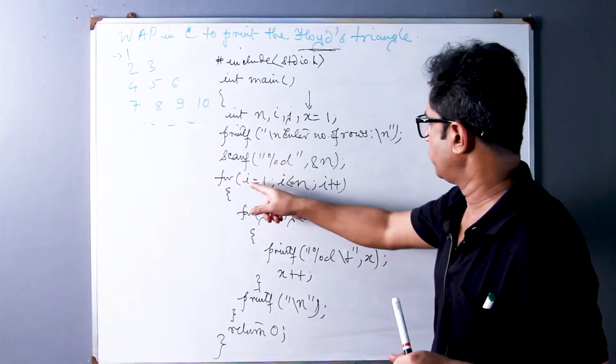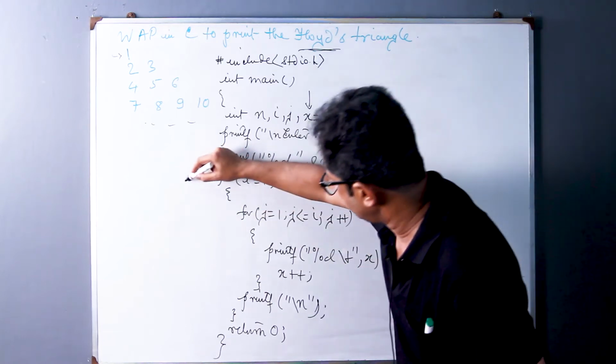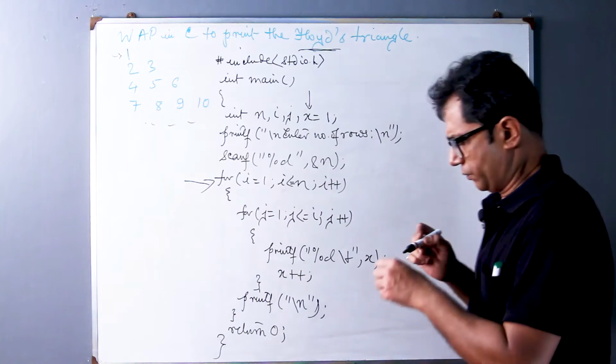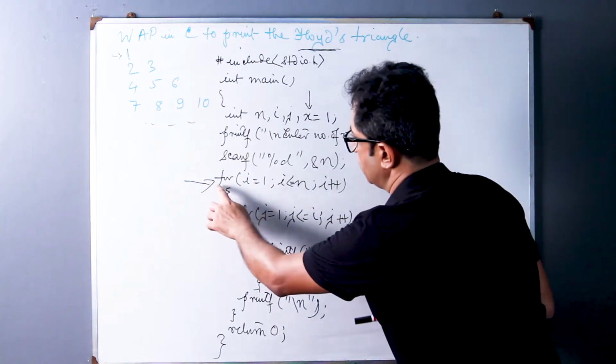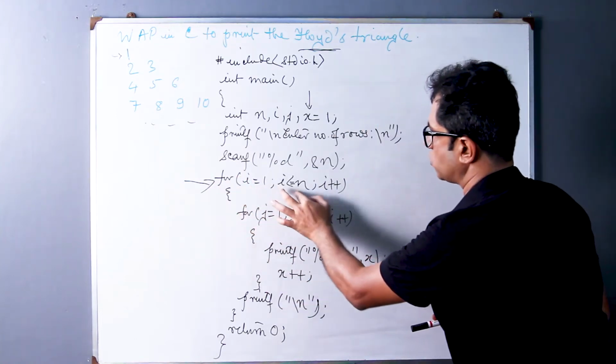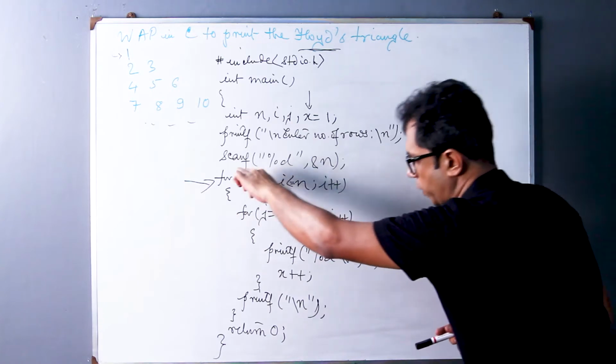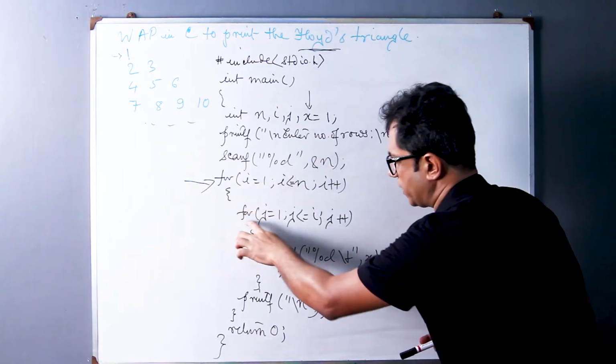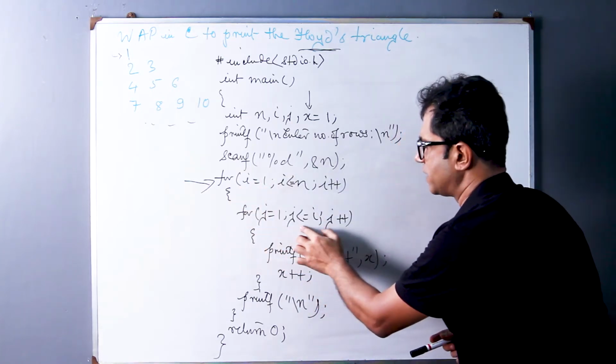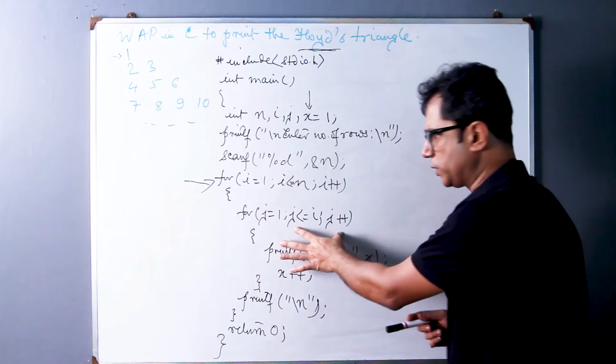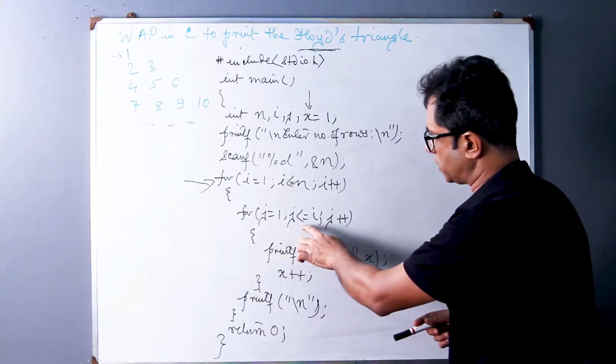And then we come to the logical portion of this program, that is this part. The iterative process starts from here. For i is equal to 1, i less than equal to n, i plus plus. We go inside and write for j is equal to 1, j less than equal to i, j plus plus. Fairly simple, that is j is just less than equal to i.